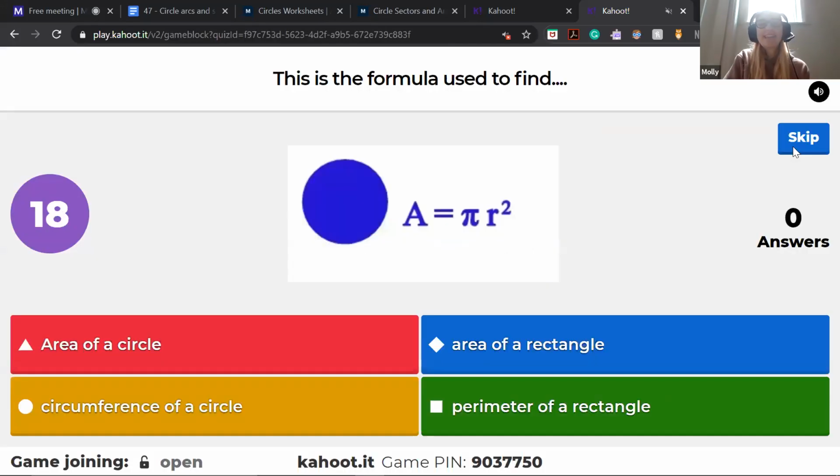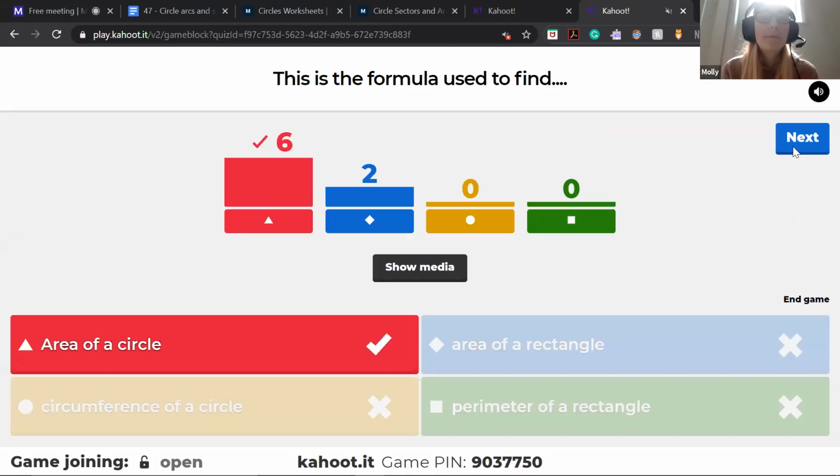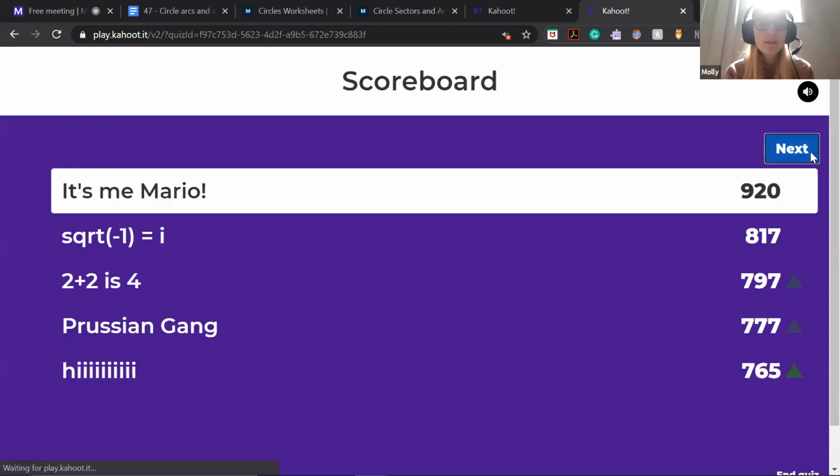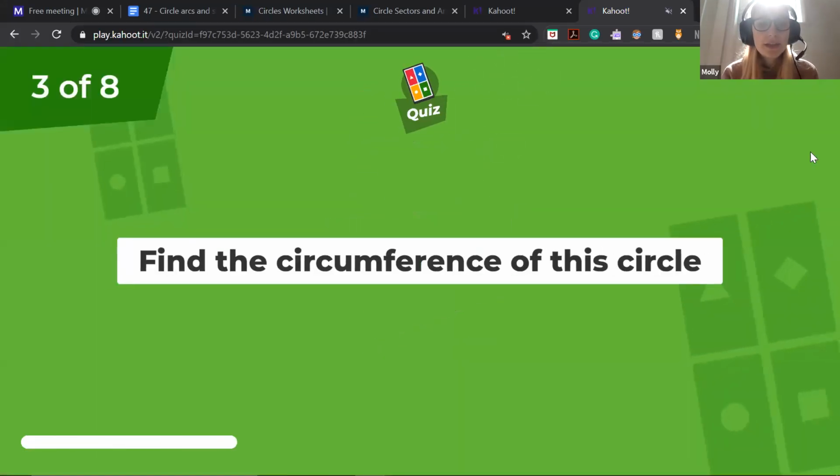So what is this formula used to find? A equals pi r squared. Cool, nice. So this is the area of a circle. Again, probably guessable by the fact that it's A. But anything with pi in is probably going to be to do with a circle. And we'll go over these properly.